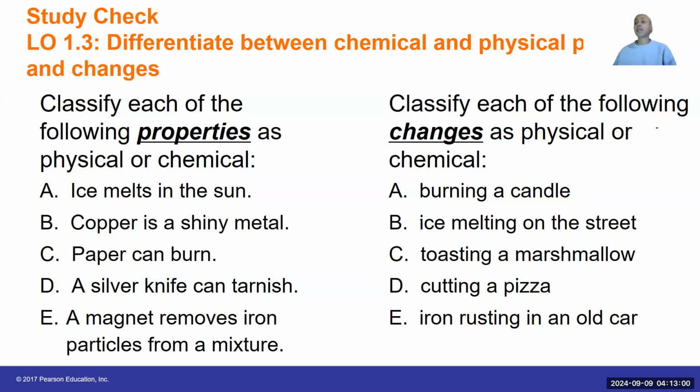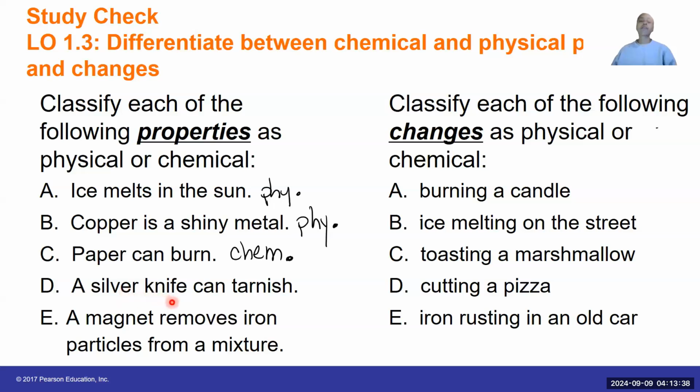Ice melting in the sun. It actually melts into water and then evaporates into steam or water vapor. That is a physical process. It's a physical property, and it's actually a physical change. Copper is a shiny metal. That is a physical property. Paper can burn. Well, if I burn the paper, it changes into carbon dioxide and water. And so that would be a chemical property.